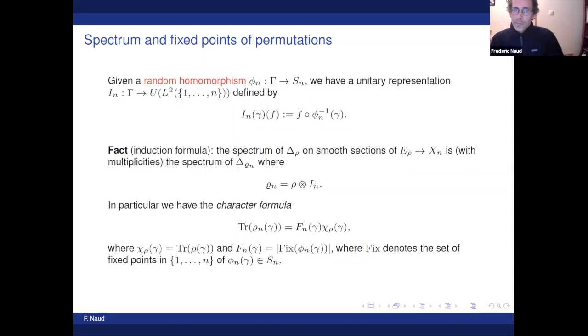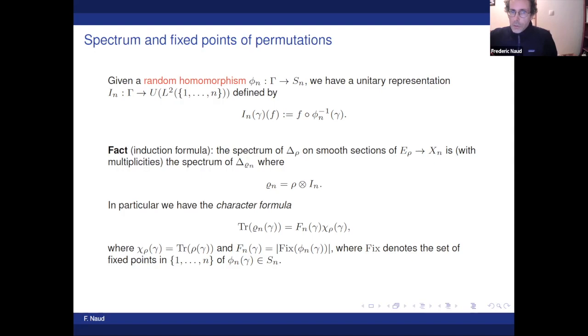Okay. So you have your twist rho, and you have another twist which is encoding the cover. So it's very simple. Whenever you have your random homomorphism, you do have a unitary representation going from gamma to unitary maps of L2 of 1 to n, simply by acting by composition, their permutation matrices. Phi n of gamma is just a permutation matrix.